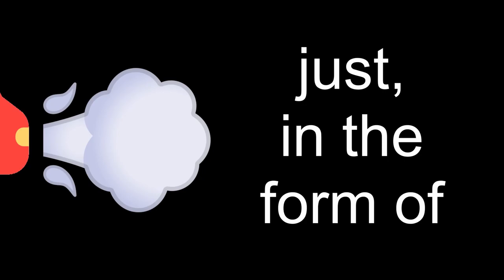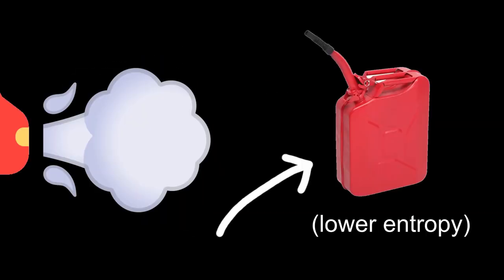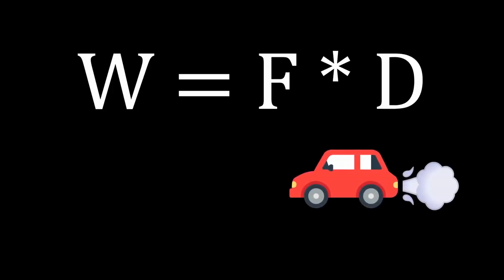Burn some gasoline and your car will move, spitting out heat and gas. That heat and gas is pretty much gasoline, just in the form of higher entropy. And as you can imagine, this stuff won't really make your car move, and the gas won't spontaneously turn back into liquid gasoline, meaning the form of gasoline with lower entropy is more useful for doing work.